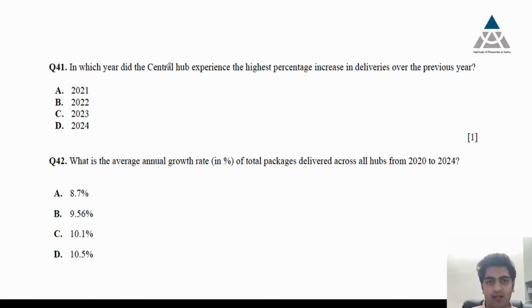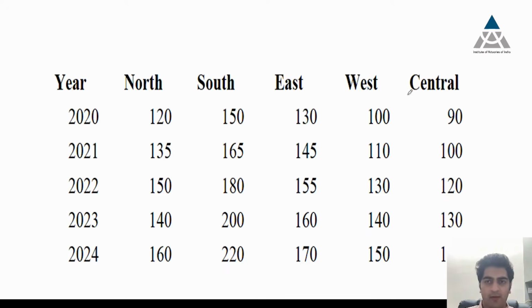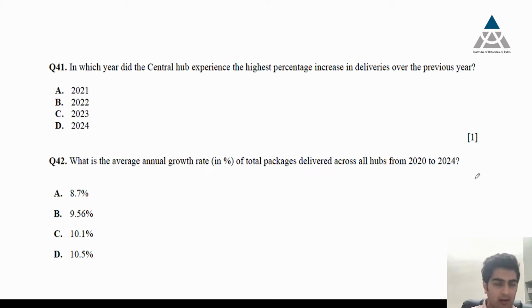Question 1. In which year did the central hub experience the highest percentage increase in deliveries over the previous year? Okay, so central hub, which means they are focusing on this 5th hub. So that's the good part about reading the data. Once you've read the data beforehand, okay, central hub out of the 5, this is the one they are talking about. And carefully reading the question is important here, because they are asking highest percentage increase in deliveries.